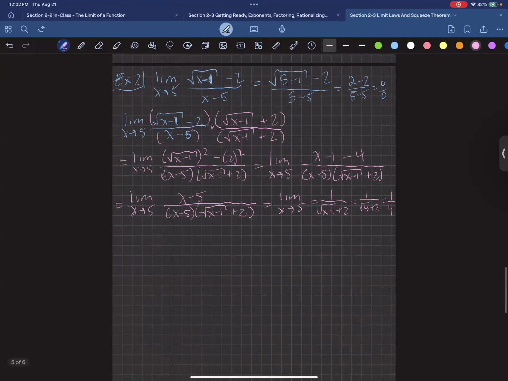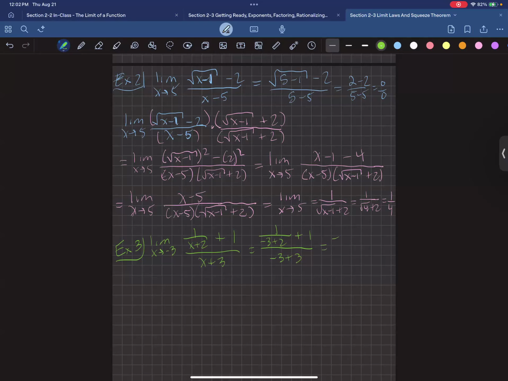Got one more to show you. Yeah, one more on this video. Limit, the complex fraction one: 1 over x plus 2 plus 1 over x plus 3. Always try sticking the value in, making sure, seeing if it actually gives you a value. This is negative 1 plus 1 over negative 3 plus 3, which is 0 over 0. So we have a problem.